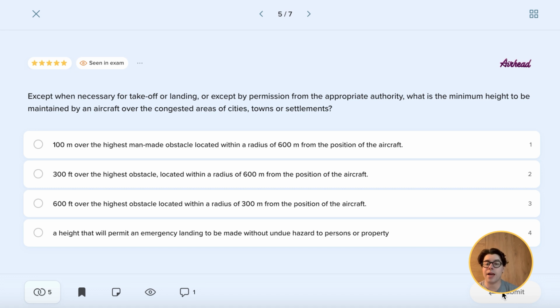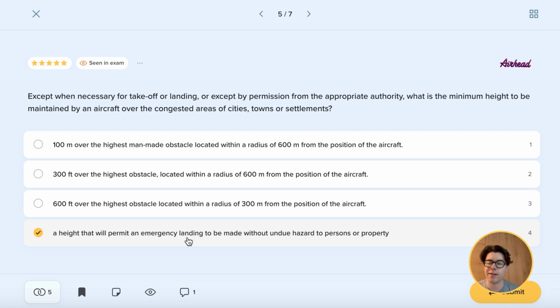However, remember that the ICAO annexes actually stipulate that your minimum height to be maintained by an aircraft over congested areas, towns, or settlements will be a height that will permit an emergency landing to be made without undue hazard to persons or property. And that's a period. And that's really it. However, of course, EASA has built up on this even more. There are different altitudes for IFR and VFR flights.